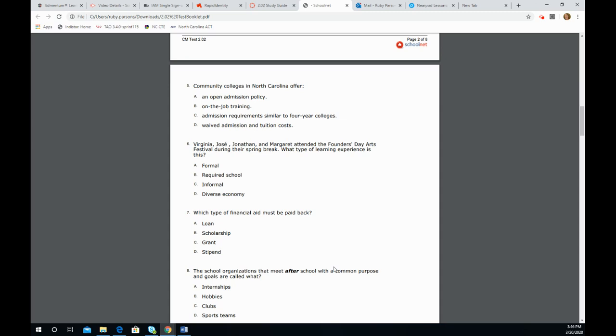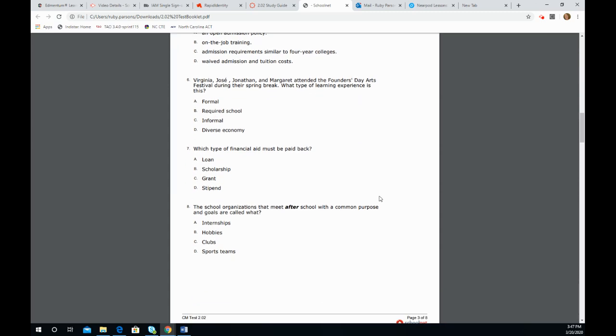Number 7, which type of financial aid must be paid back? A, a loan, B, scholarship, C, grant, D, stipend. Anytime that you're paying that financial aid back, that we've learned while we were covering 2.02, it is a loan. All loans have to be paid back.